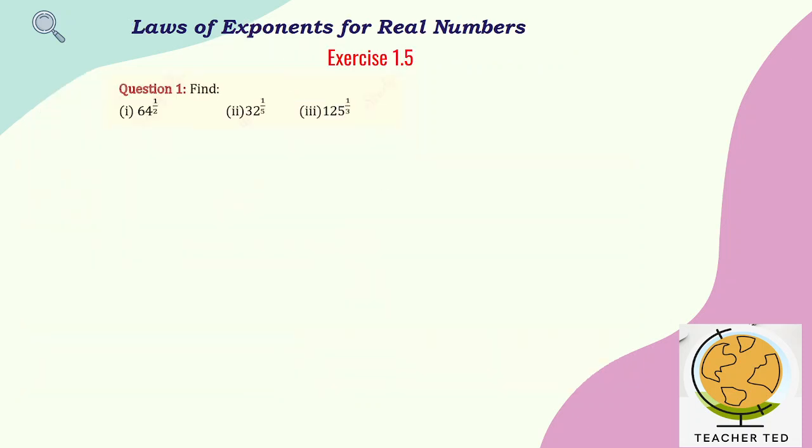Let's go for exercise 1.5. Very simple questions, straightforward. The first problem says 64 to the power of half. So 64 is the square of 8. So we can write 8 squared for 64, and the power half is as it is. You take this outside, it gives 8 to the power of 2 into 1 over 2. So 2 gets cancelled. 8 to the power of 1. Anything to the power of 1 is the base itself, that is 8. 8 is the answer for this question.